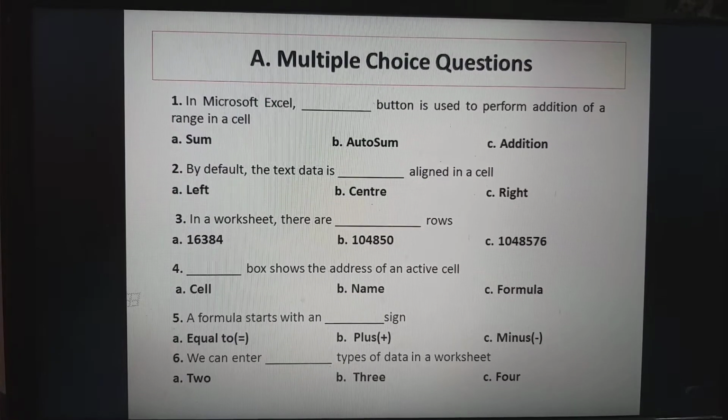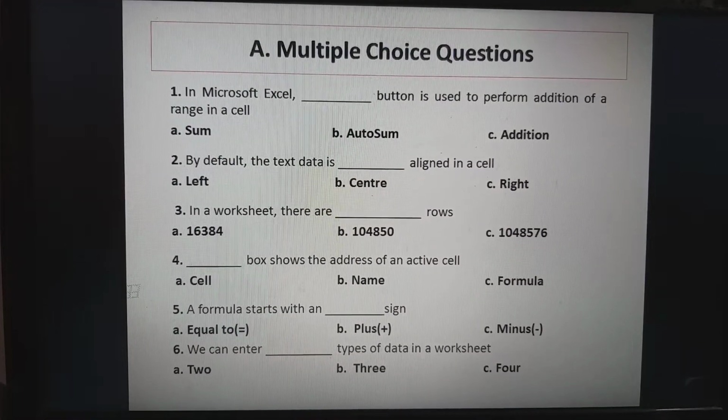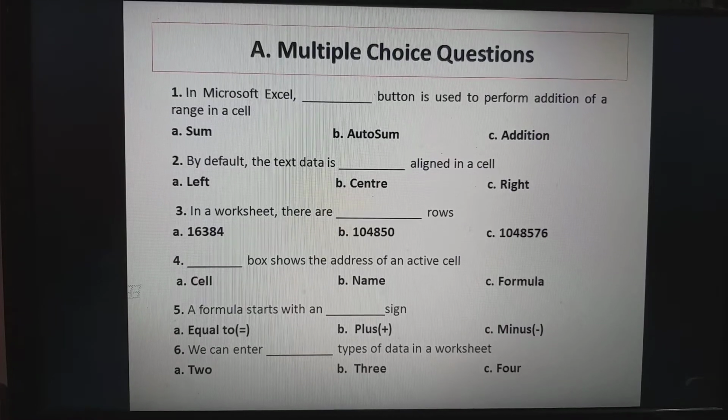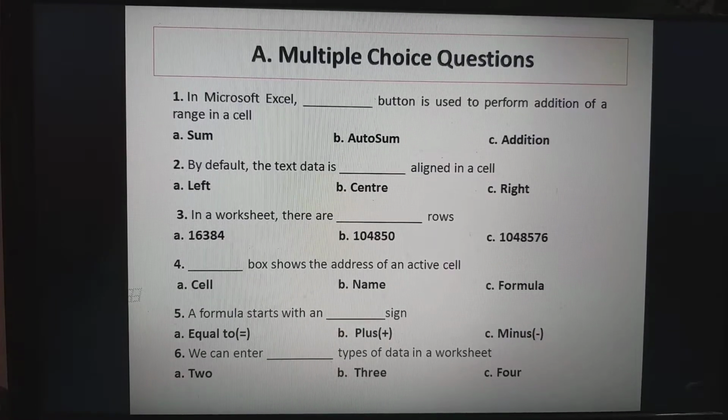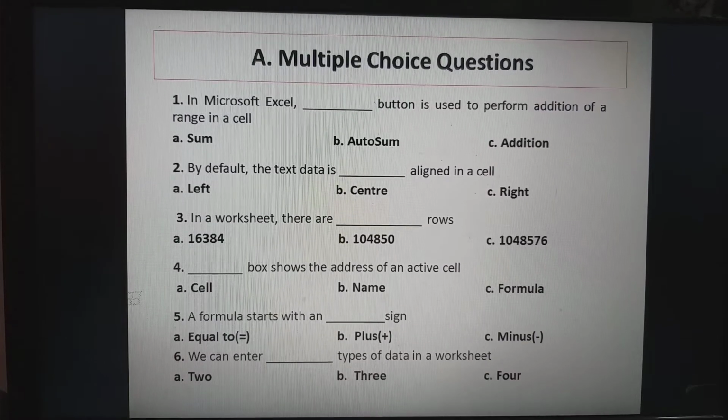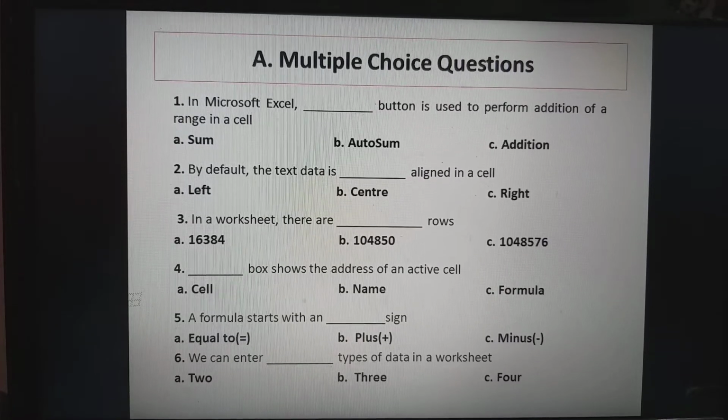Now we will do multiple choice questions. Now see number 1. In Microsoft Excel, dash button is used to perform addition of a range in a cell. The options are sum, AutoSum, addition. So the correct option will be B, AutoSum. AutoSum is a quicker and easier way of performing calculations, which is under the Home tab.